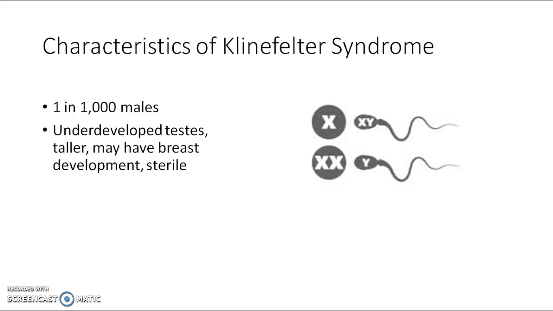This happens in about 1 in 1,000 male births, and some of the characteristics of Klinefelter syndrome are underdeveloped testes, tending to be taller than the average male, and some breast development. They are also sterile, which means they're unable to have their own children. This can happen if an egg that carries an X is fertilized by a sperm in which non-disjunction has occurred that has an X and a Y, or it can happen if there was non-disjunction in the egg and there were 2 X's in the egg.